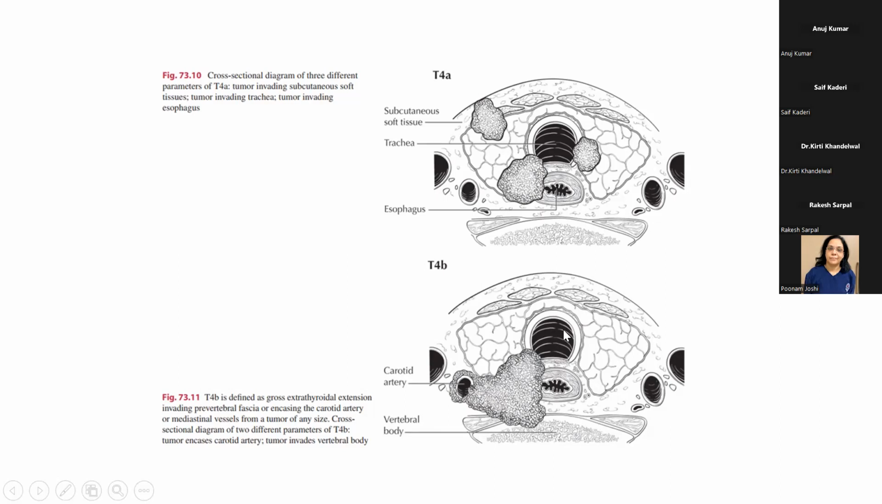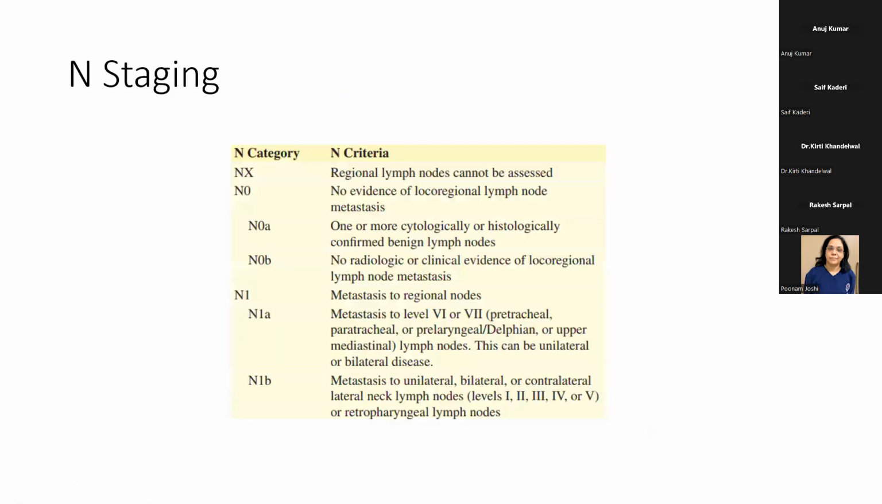So this is the T staging of thyroid cancers. And coming to the nodal staging, N0 is divided into N0A and N0B. N0A is one or more cytologically confirmed benign lymph nodes. So if the lymph nodes are benign and it is cytologically confirmed, then it is an N0A. N0B is when there is no radiological or clinical evidence of locoregional lymph nodal metastasis.